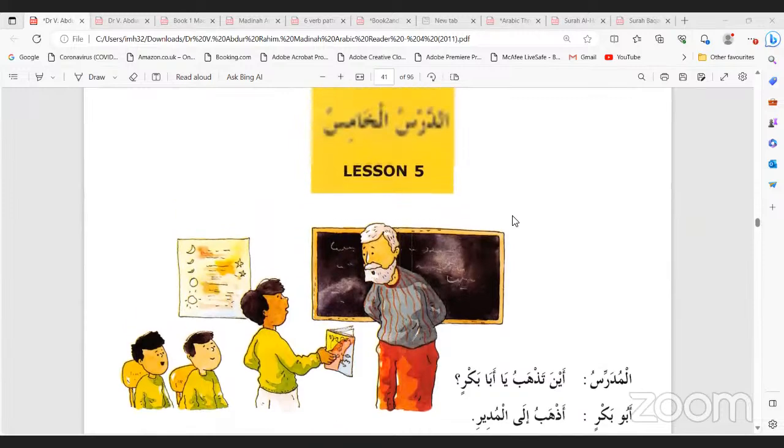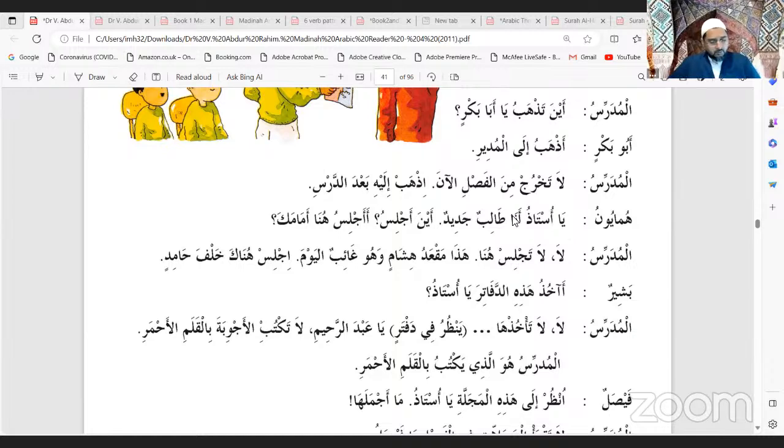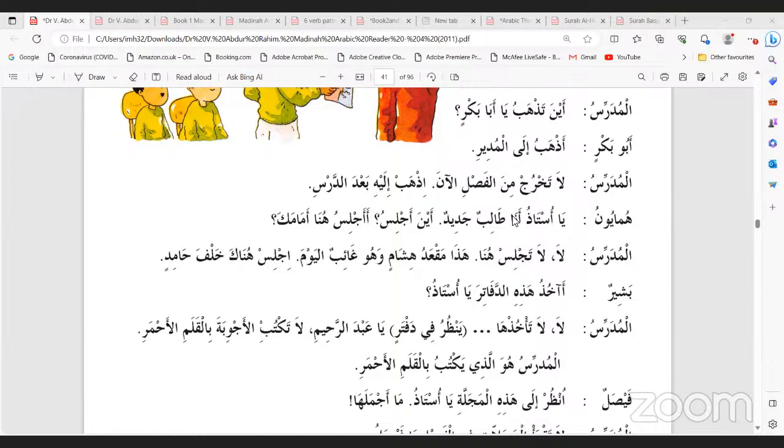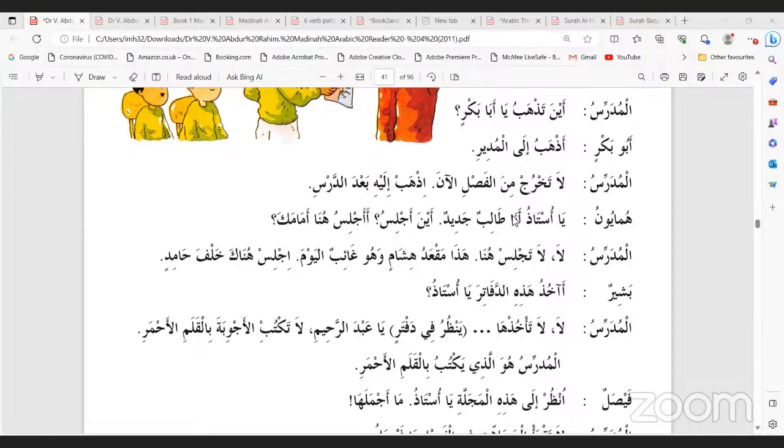Bismillahirrahmanirrahim. Al-Mudarrisu: Aina tazhabu ya Aba Bakri. Where are you going, O Aba Bakr? Yes, Sheikh. Adhabu ilal mudiri. I am going to the principal. La takhruj min al-fasli. Don't leave the class. Al-ana, right now. Izhab ilayhi ba'da darsi. Go to him after the lesson.